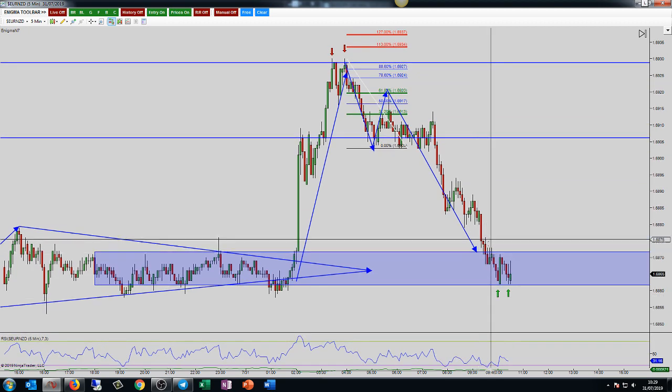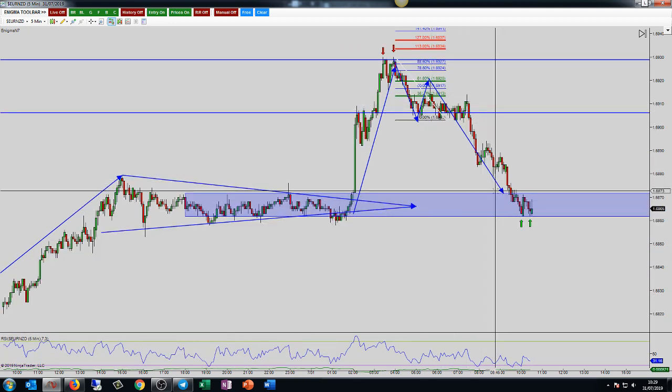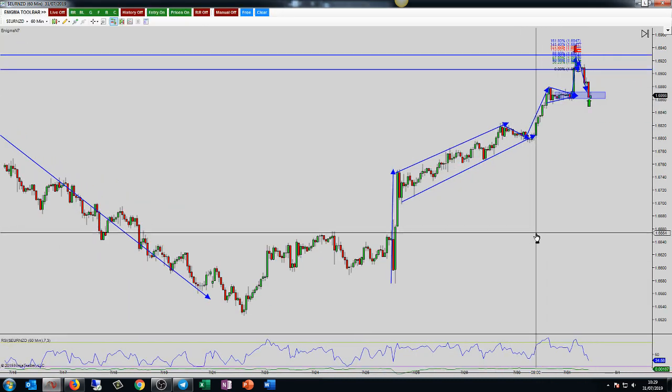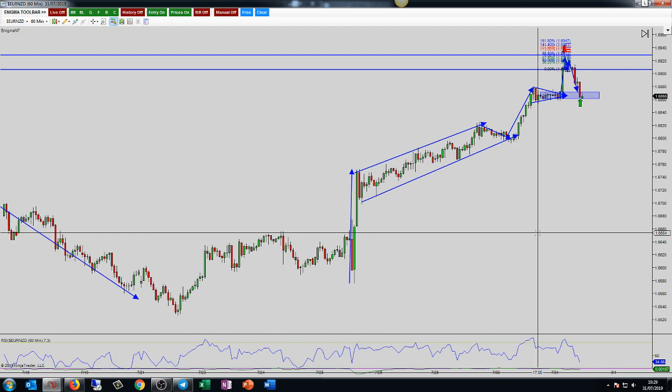It's an opportunity, but it's not one that I'm going to be taking. The probability just isn't there for me. I don't know whether we're going to break to the upside or to the downside on that one. So it's one that I'll just make a mental note of. I will monitor the trade and see what happens to it.